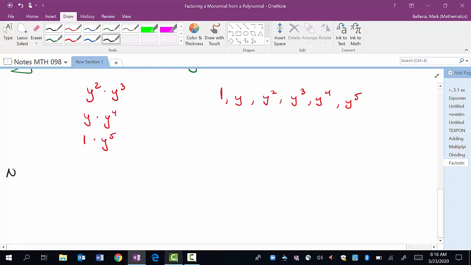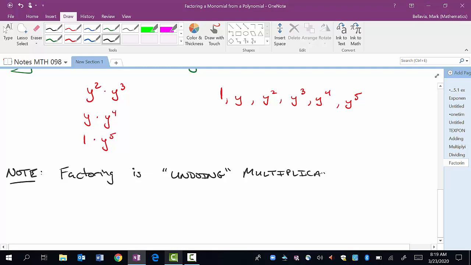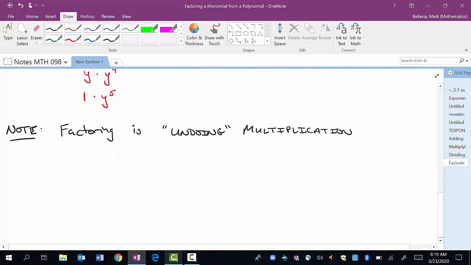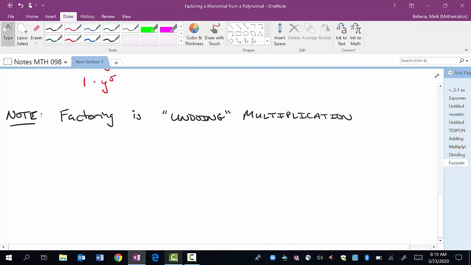So when we talk about factoring, I'm just going to write this as a note here. We'll do a little bit more of this later in the section, but this is my own layman's way of saying it. Factoring is undoing multiplication. So when I get directions that say to factor, I'm trying to figure out what things multiplied together to give me what I have now. So you're trying to work backwards from multiplication.